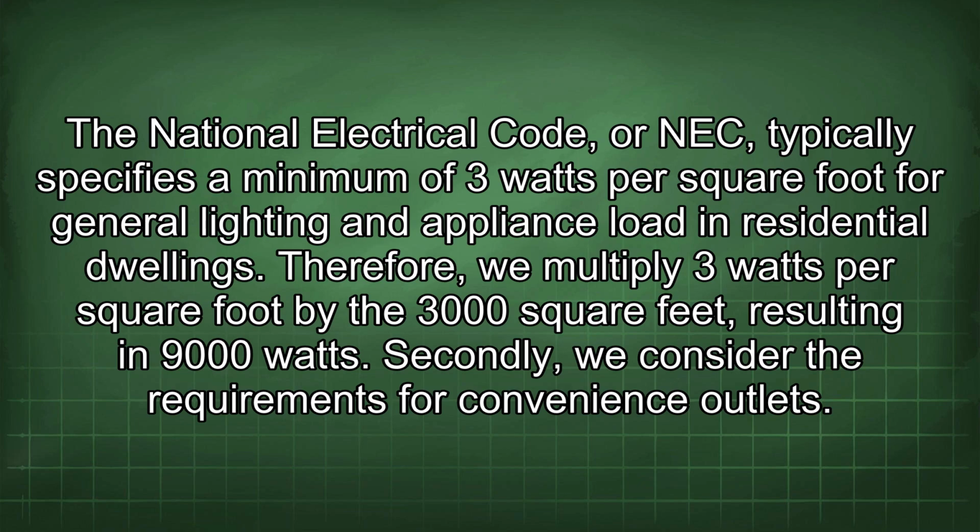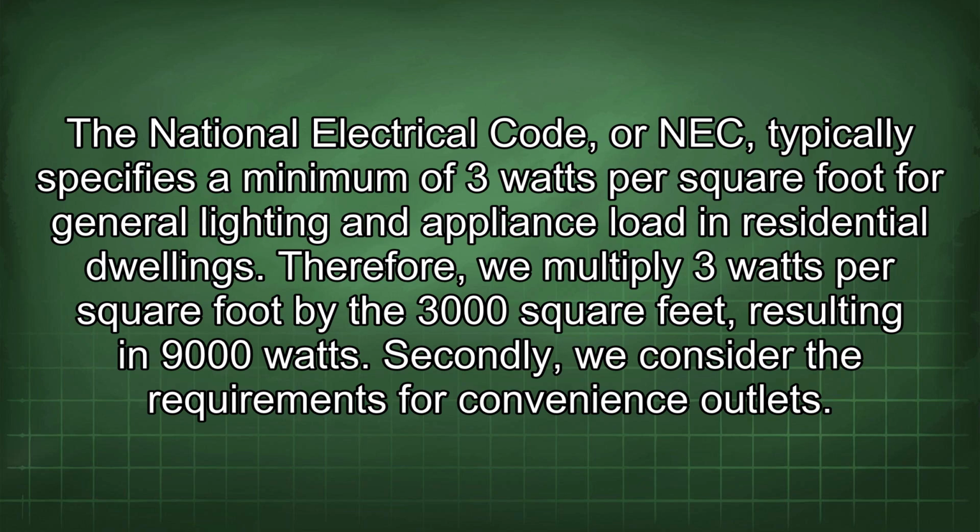The National Electrical Code, or NEC, typically specifies a minimum of 3 watts per square foot for general lighting and appliance load in residential dwellings. Therefore, we multiply 3 watts per square foot by the 3,000 square feet, resulting in 9,000 watts.